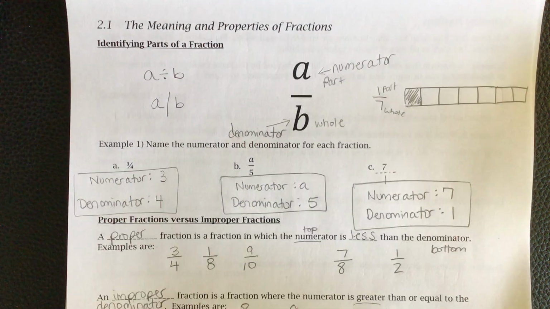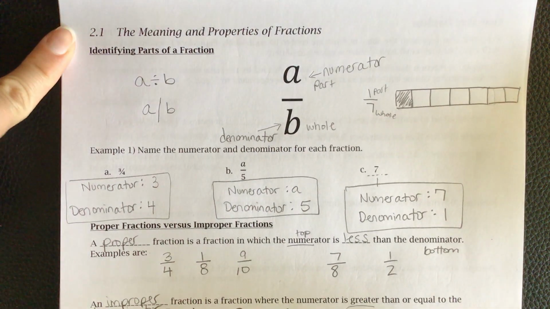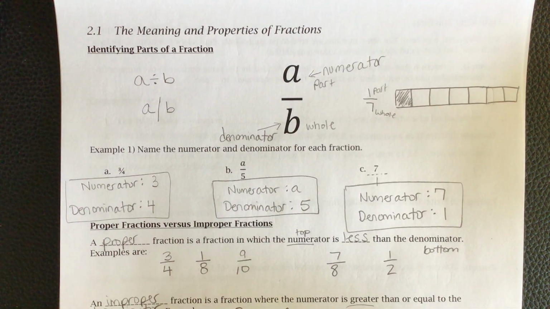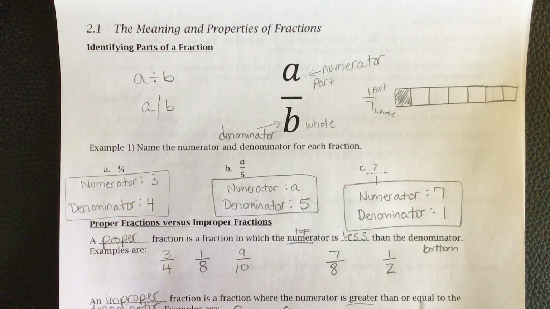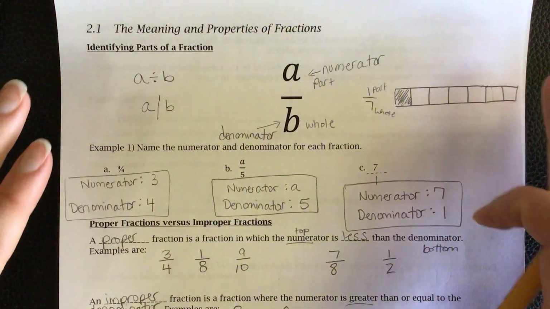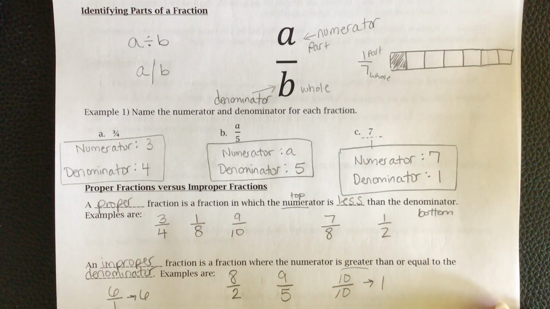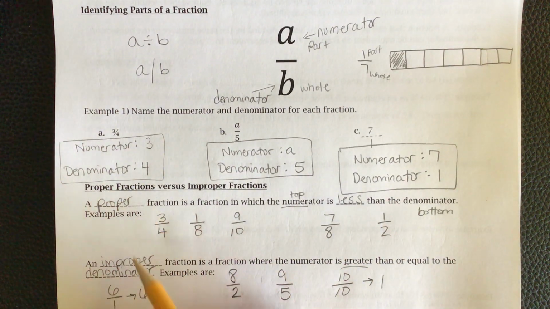Again, this is 2.1, the meaning and properties of fractions. I'm not really sure if I said that at the beginning. I want to make sure you understand we're starting chapter 2, fractions, and these are the basics. These are the things that you need to understand when I'm saying certain words like proper and improper. What does that mean? Proper fractions are the ones that are going to be the smaller number on top, and improper fractions are going to be the ones where the smaller number is on the bottom.